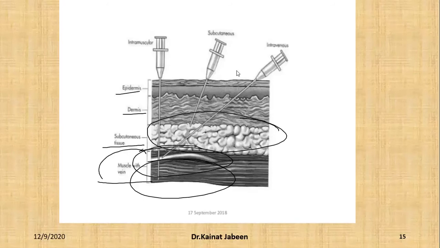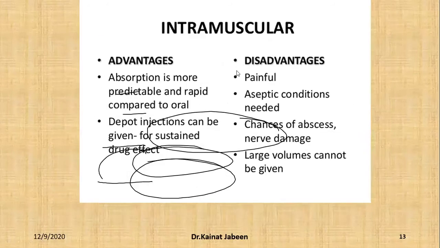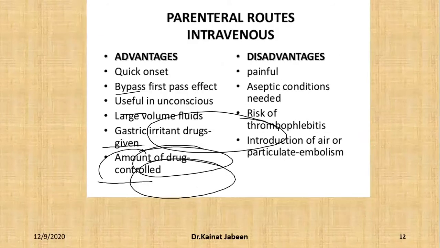Now we have to study the advantages and disadvantages. Quick onset. We all know about the onset of action of the parenteral route, that the onset is quick. It can bypass the first pass effect. Again, useful if the patient is unconscious. You can't give the medication through the oral route, so you can use the parenteral route. Large volume fluid. Yes, you can give a large volume of fluids by the IV, in the form of IV fluid, not by all parenteral routes, just for the intravenous.